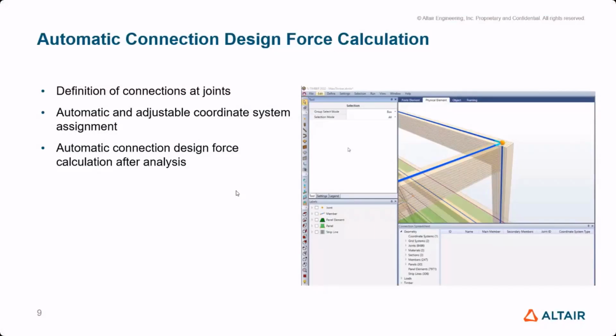So we have a definition of connections at our joints, and we can control the orientation of that connection relative to the actual object that it's going to represent. And from that, we can calculate those design forces from the summation of member end forces. So we choose which members are contributing to a connection. It could be one, it could be multiples. And S-frame will calculate the member end forces and sum them up in the orientation of our connector.